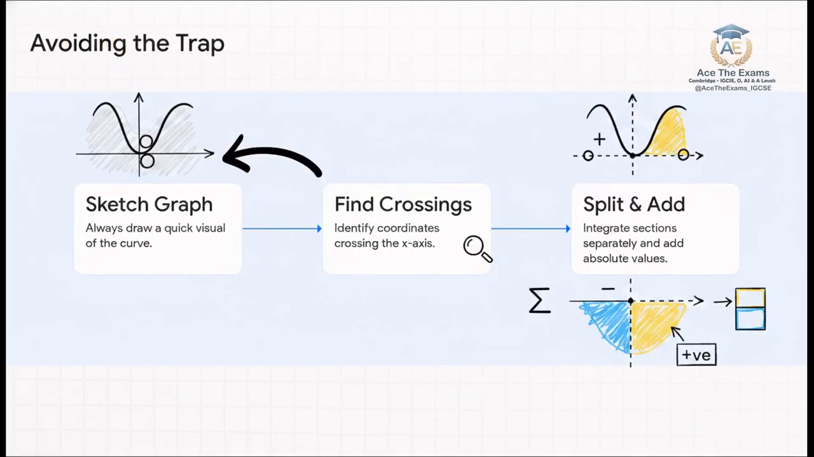3 golden rules. Number 1, always, and I mean always, draw a quick sketch graph first so you can visually see what the curve is doing. Number 2, identify exactly the coordinates where that curve crosses the x-axis. And number 3, chop the area up. You literally must integrate the section above the axis separately from the section below the axis. Once you get the negative result for the bottom section, you just drop the negative sign, meaning you take its absolute positive value, and then you add it to the positive top section to get your true, accurate total area.